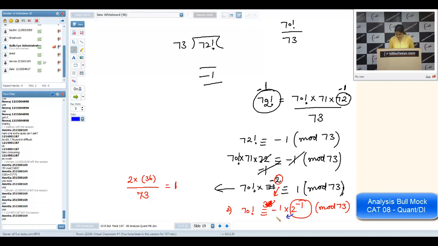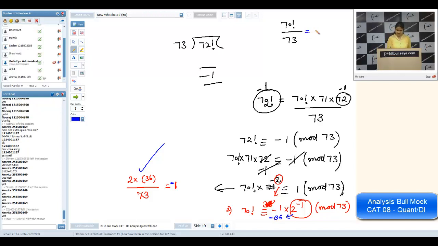Now what is the multiplicative inverse of this? This is 36. Since I have calculated that 2 multiplied by 36 gives 1, sorry, it should be minus 1 here. So I'm replacing this by minus 36. So what is the remainder of 70 factorial? It will be 36 only. Is it okay now?